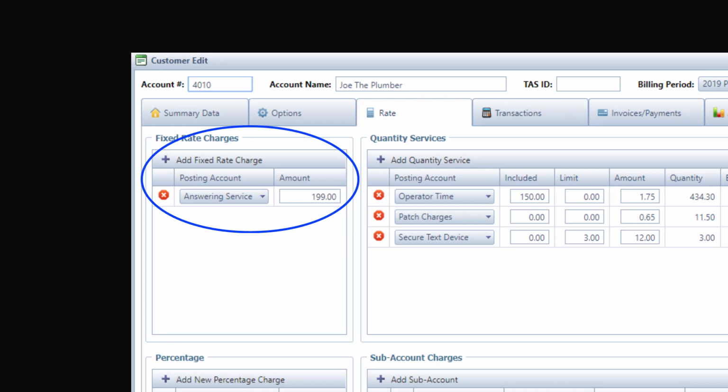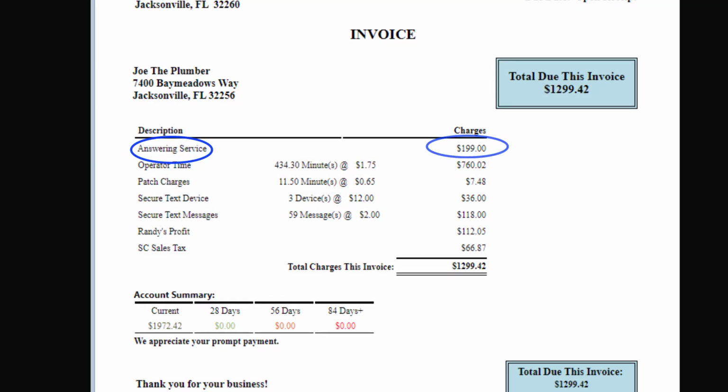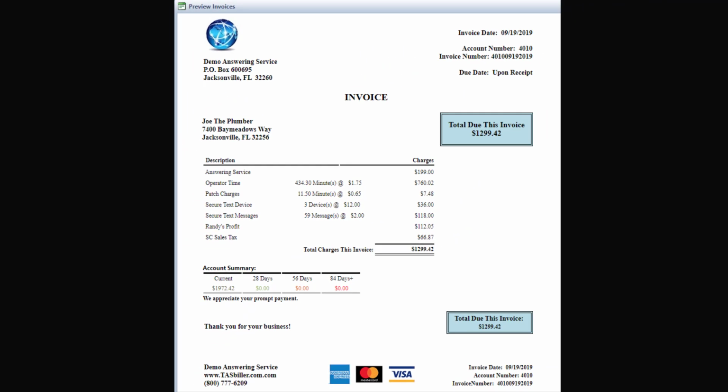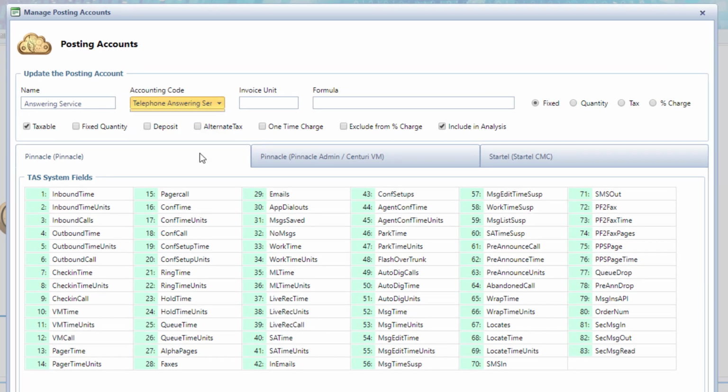Answering service, again, I use this as a base charge. So the words answering service are what appear on the client's invoice. The accounting code is used to group like charges together. We discussed that in miscellaneous file maintenance. So this is a telephone answering service code. Again, since it's a fixed charge, there is no formula and there are no units. Notice also I have the Included Analysis checkbox checked. This tells the system to include charges under this posting account when doing profitability analysis and other types of business analysis.